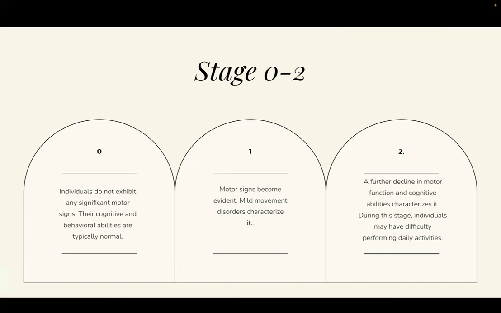Stage 1, the early stage, is where motor signs finally become evident. Mild movement disorders characterize it. These symptoms are barely noticeable as well, and oftentimes they're dismissed as normal aging. Individuals may experience changes in mood and behavior, but again, people always blame that on just stress or other factors.